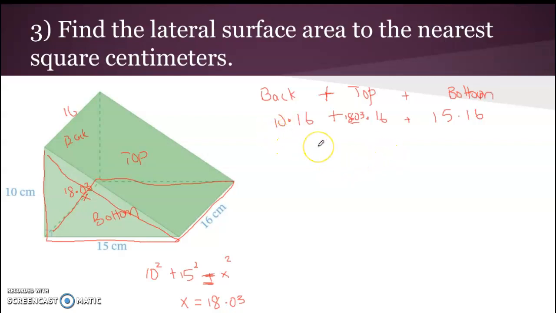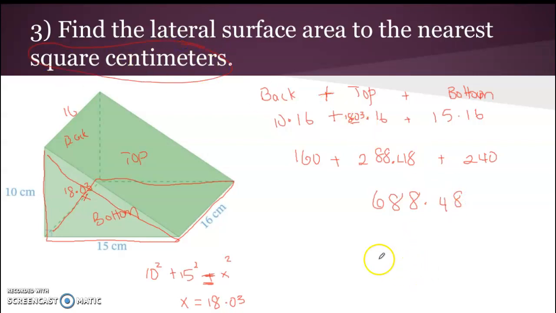Now, let's work this out now that you had a chance to think about that. So 10 times 16 is 160. If you plug in 18.03 times 16, you will get something like 288.48. And of course, 15 times 16 is 240. When we add all of those together, we get 688.48, but the question asks for a whole number, so that will be 688 centimeters squared. And that is my final answer.